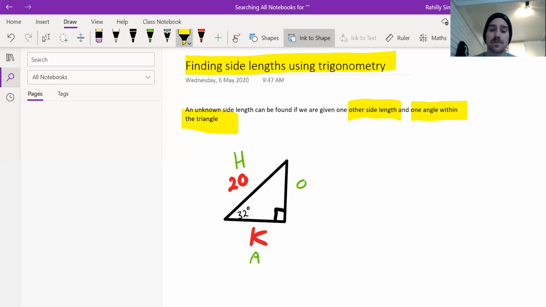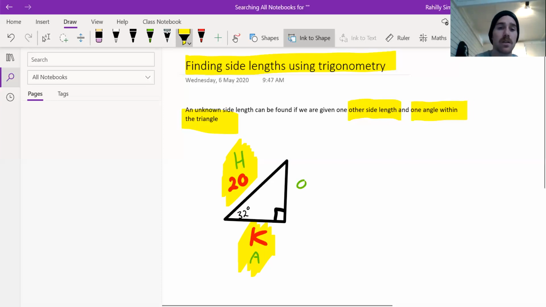And to do that, we need to look at our H, O, and A and look at which two have values or an unknown. So we know we're going to use H because we've got 20 there. Okay, so H is going to be it. We can't use O because there's absolutely no value or an unknown. So we're going to use A. Okay, so we're going to use H and A because both of those have values.